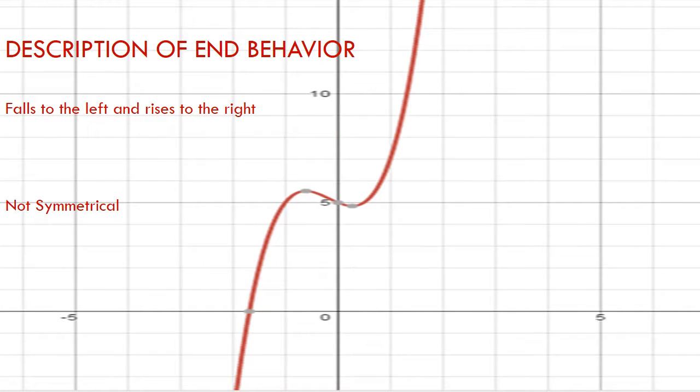Now the description of end behavior. My graph falls to the left and rises to the right, all while being not symmetrical.